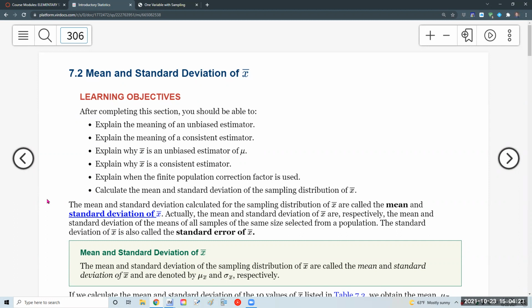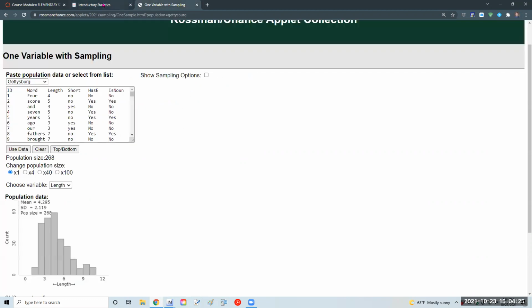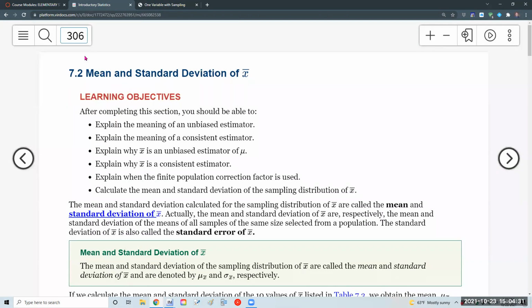We'll go over these terms and then we'll come over here and I'll try to help you wrap your head around the concept of the sampling distribution.